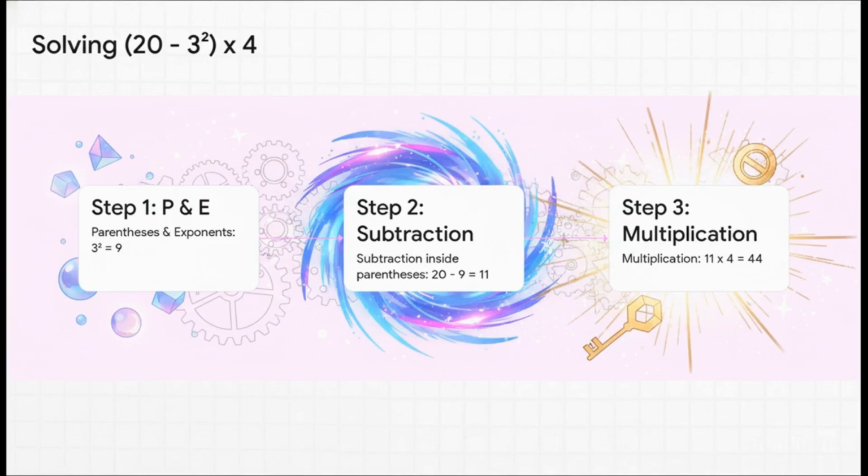Let's see it in action. Okay, first up, we deal with what's inside the parentheses. And inside there, we handle the exponent first. So 3 squared becomes 9. Next, we finish the job inside the parentheses. 20 minus 9 gives us 11. And finally, we multiply by that 4 on the outside, and we get 44. See? Just follow the sequence and it leads you right to the answer.